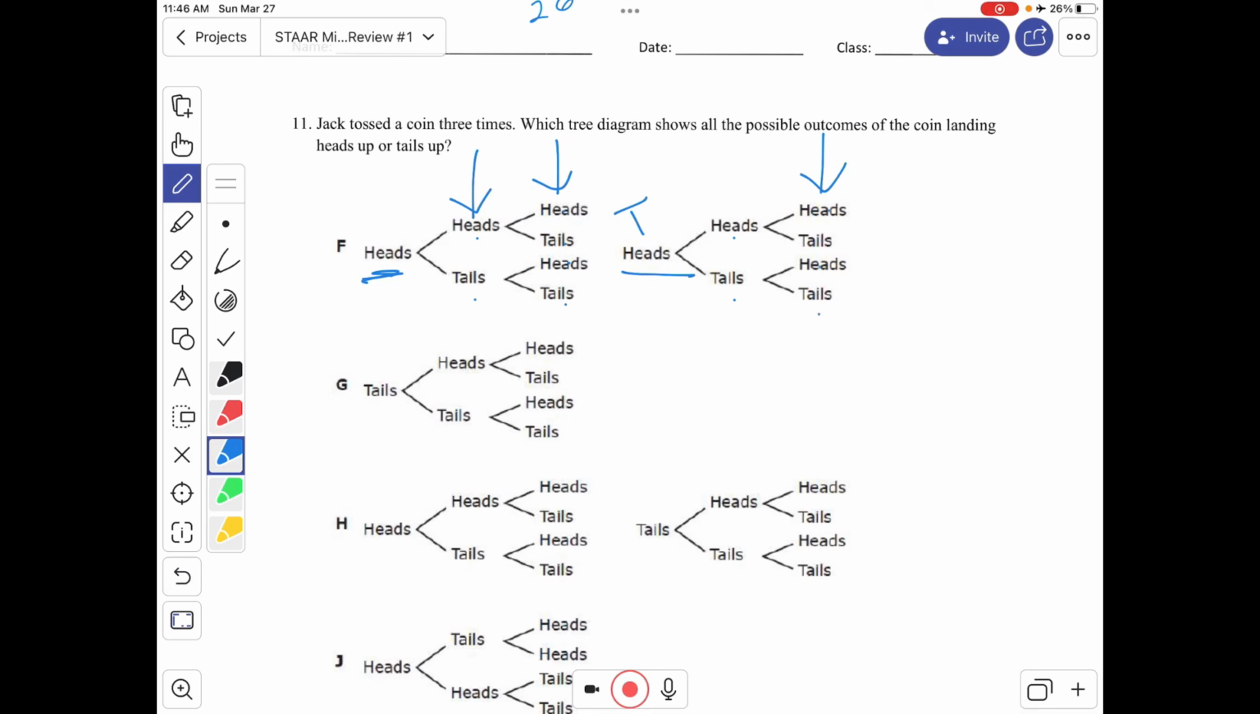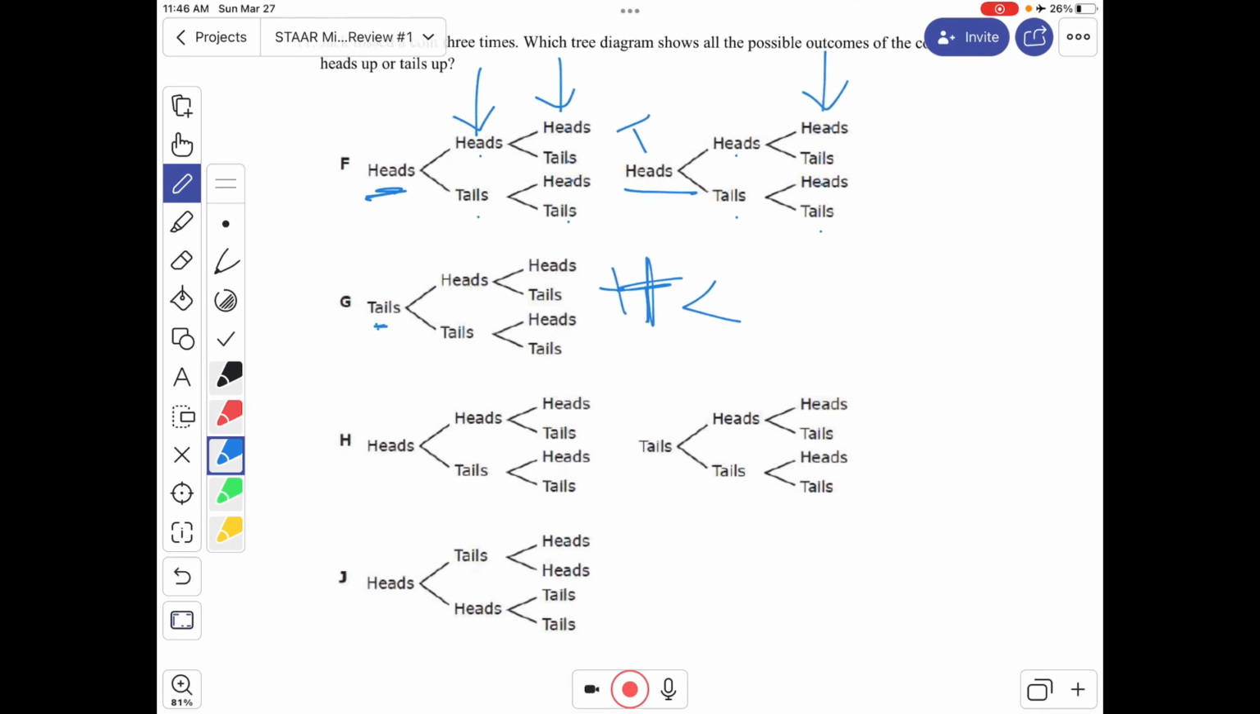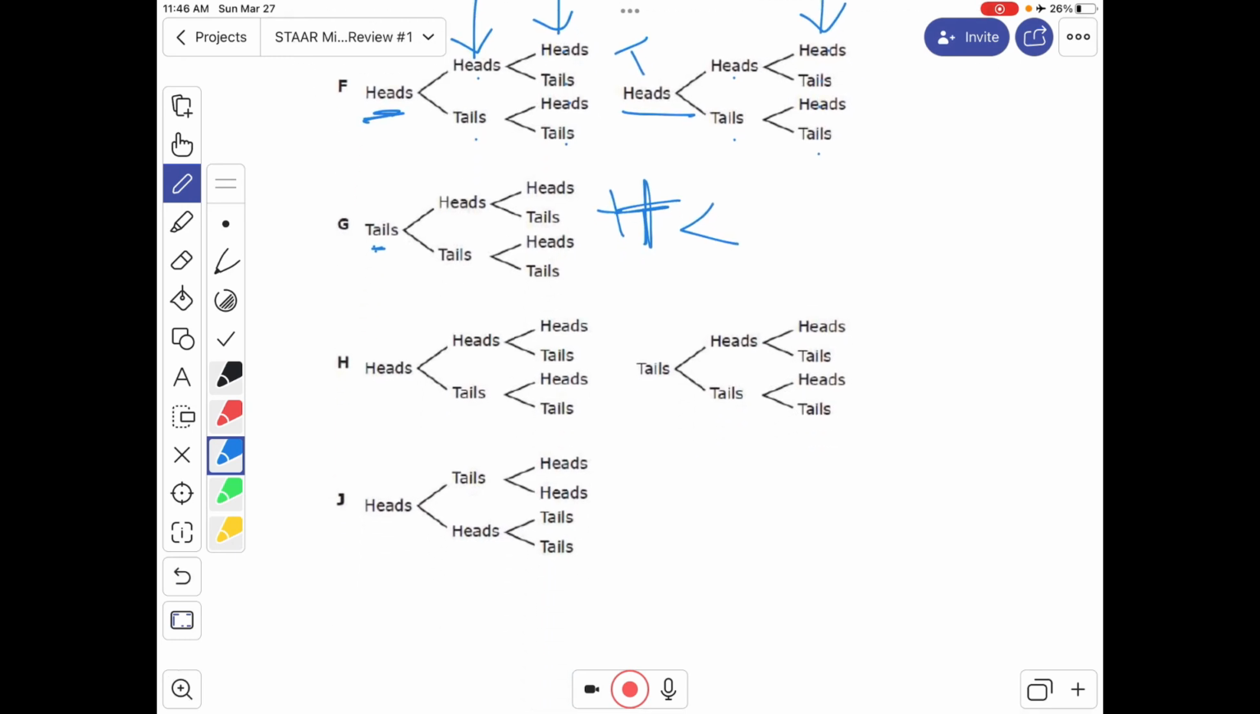So which one shows correctly? Well, this G seems to be missing the other possible. He can't just get tails. He would need to get maybe heads or tails. And J is missing the other option for tails, so it has to be H.